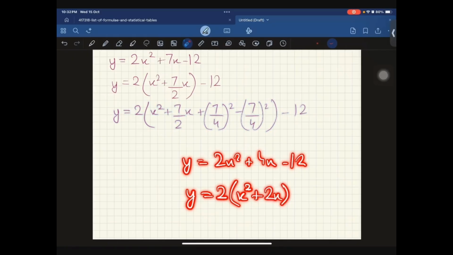Sorry, can you repeat? Could we write 7/2x like 3.5x? You can, there's no issue with that. But when you try to apply the identity, it might be a bit confusing over there.